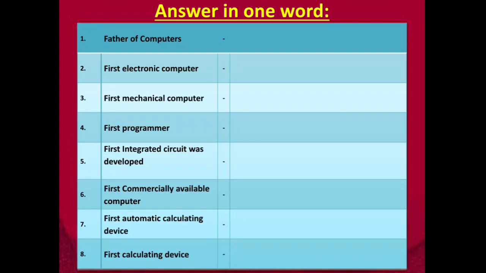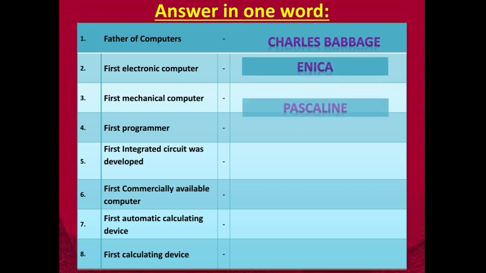The next topic: answer in one word. The first one, father of computers. Who is called the father of computers? Charles Babbage is called the father of computers. First electronic computer: ENIAC. First mechanical computer: Pascal line. The first mechanical computer is the Pascal line.